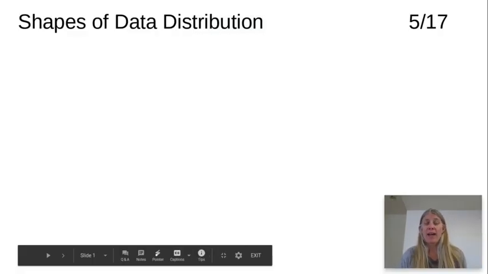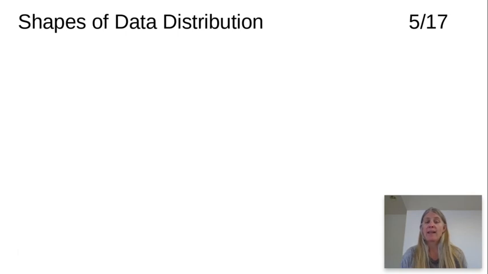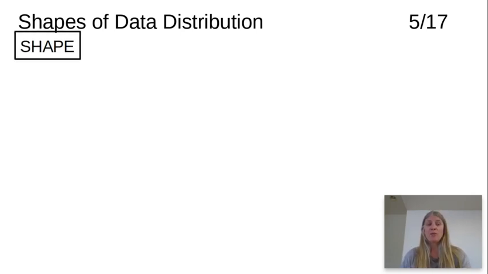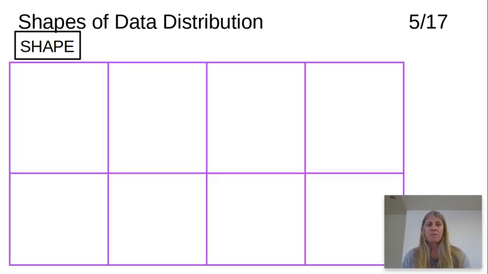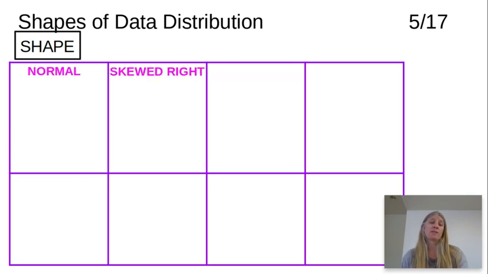Today we're going to look at a histogram and box and whisker plots after they've already been created and look at the shapes of data distribution. First we're going to look at the shape, and then at the specific types of distribution. There are four main shapes. The first is a normal distribution, then a distribution that's skewed to the right, a distribution that's skewed to the left, and a U-shaped distribution. We're going to start by taking a look at normal.